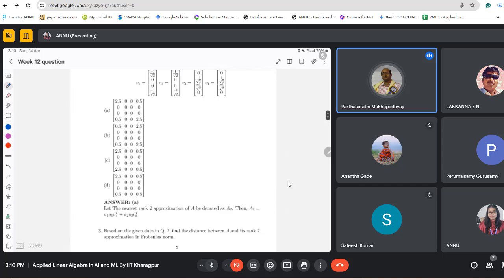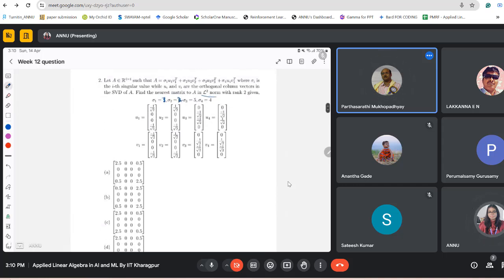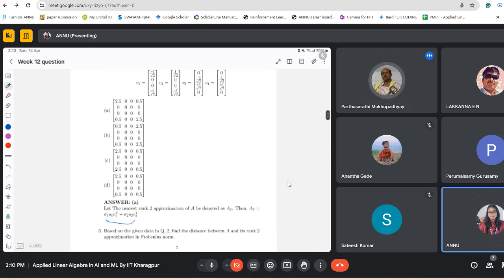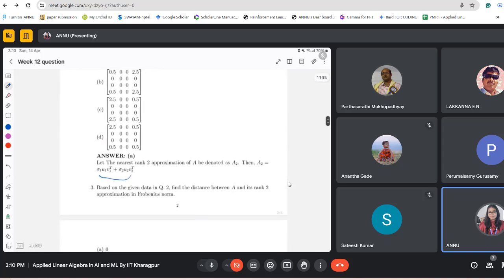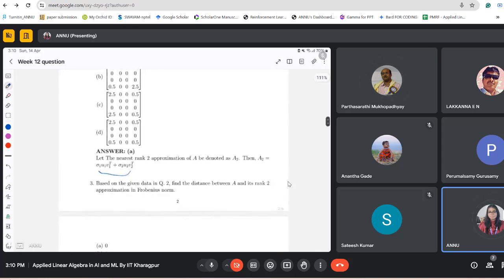Or do we need to calculate the Frobenius norm for both matrices? No, I'll take the difference of the two matrices, the original one and the approximate one, and calculate the Frobenius norm. That should be the distance. I think so. Then we have to calculate A first, and then the approximation of A, which is A2, and then the Frobenius norm.